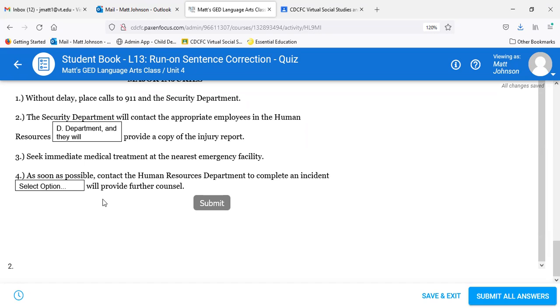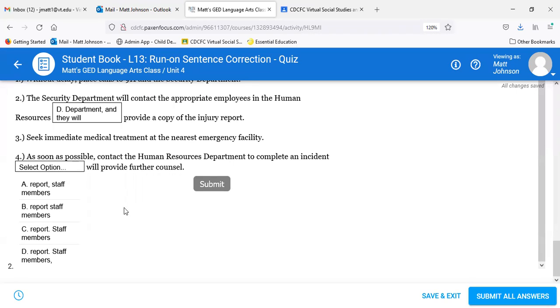Seek immediate medical treatment at the nearest emergency facility. As soon as possible, contact the Human Resources Department to complete an incident report. Christiana, you want to try this one?